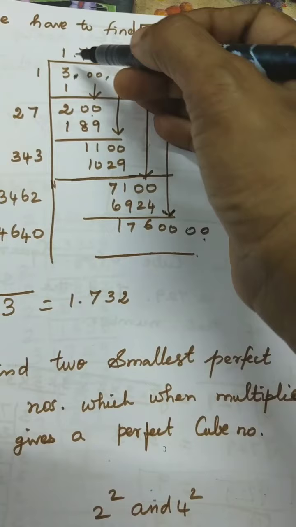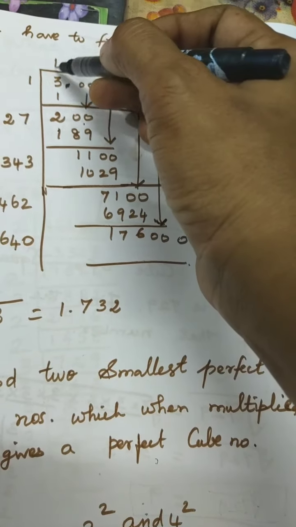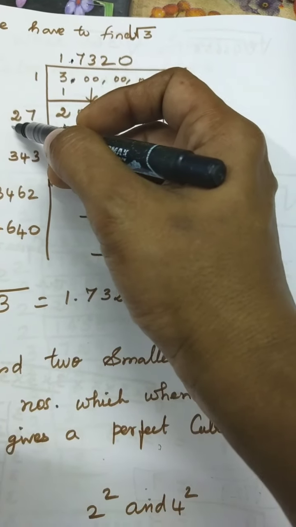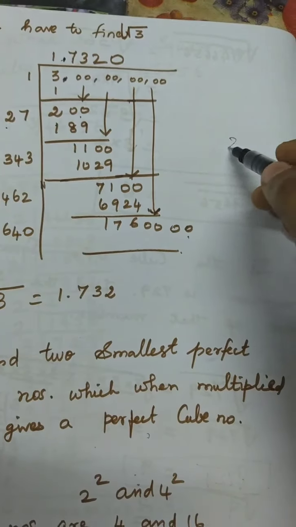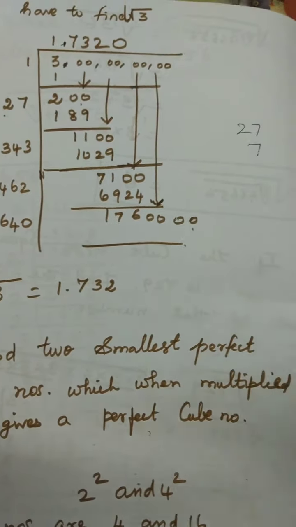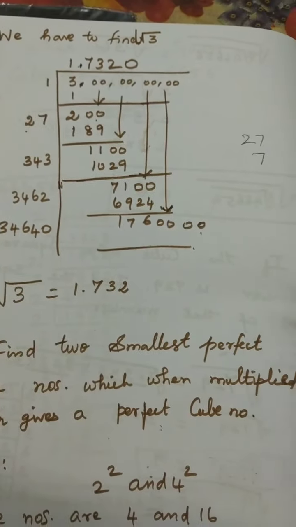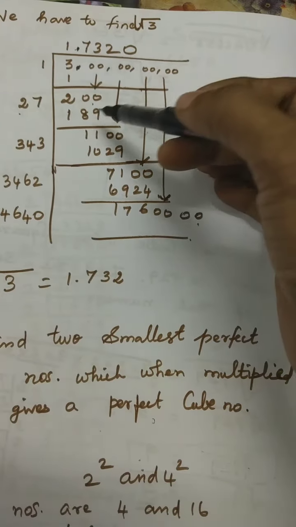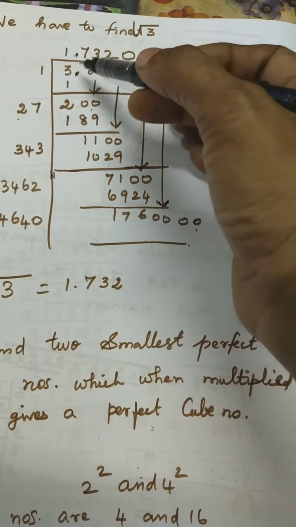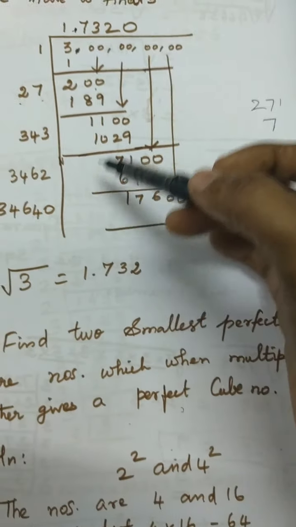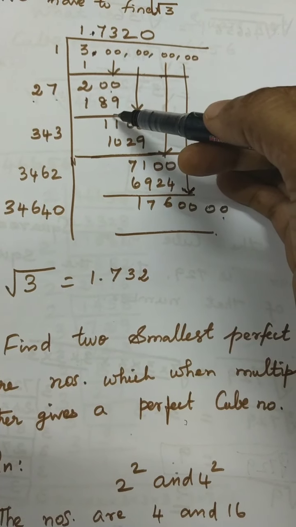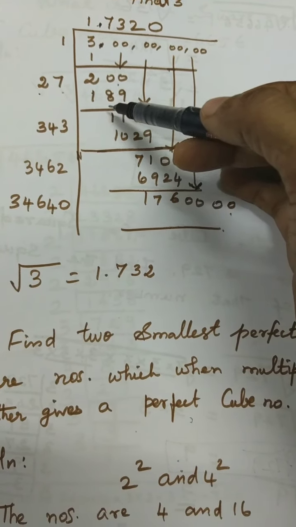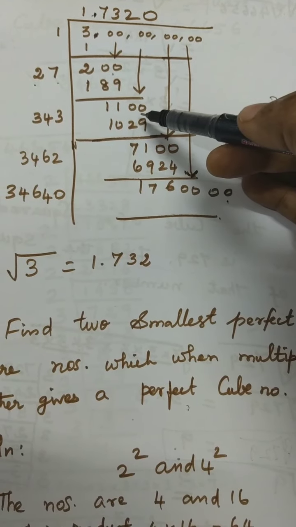Then bring down 2 zeros. You multiply this 1 by 2, 1 2's are 2. Then 7, with 2 we are dividing, 7 7, multiplying 7 and 7, then it will come 189. So write 7 and 7 here. Next, again we are subtracting. You borrow, 10 minus 9, 1. Again here 9 minus 8, 1. You bring down 2 zeros.